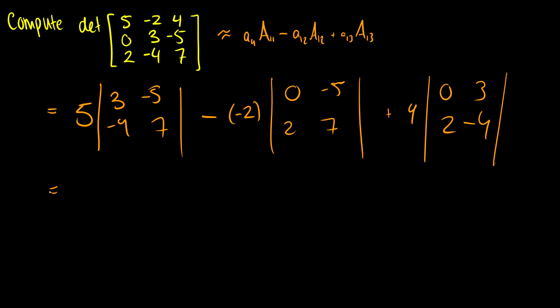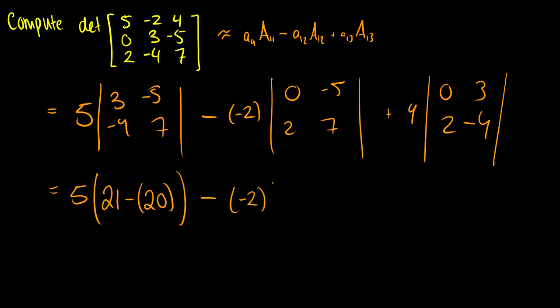Okay, so now these are going to be a little bit more complicated, just with arithmetic. So 5, and here for our determinant, we're going to have 21 minus negative 4 times negative 5 is 20, so 21 minus 20. We're going to subtract negative 2 times, well, 0 times 7 is 0. 2 minus 5 is negative 10, so we're going to subtract negative 10. Then we're going to add 4 times, well, 0 times negative 4 is 0, minus 2 times 3 is 6.